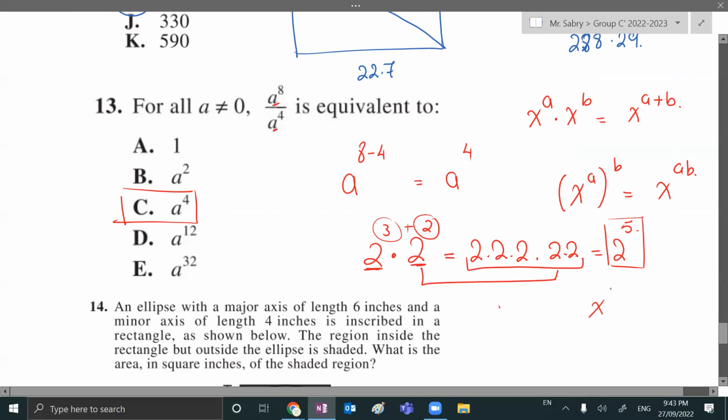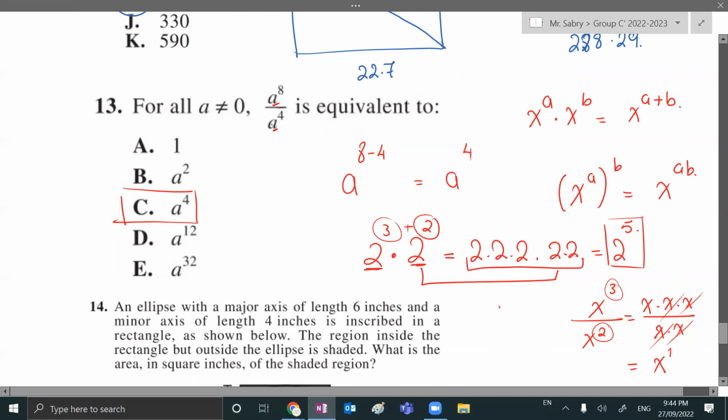طيب مثلا x to the power of 3 divided x to the power of 2. x power 3 تعتبر x times x times x, while x to the power of 2 is x times x. When we're dividing, don't we cross this with this and this with that? So the remaining is just x power 1. So it's as if we subtracted 3 minus 2. And that's how, again, we got the rule.